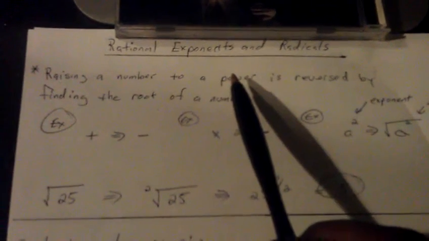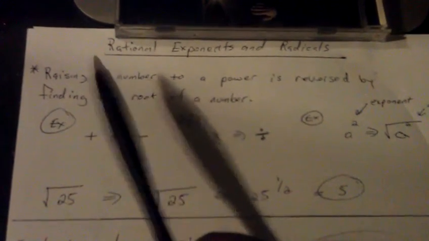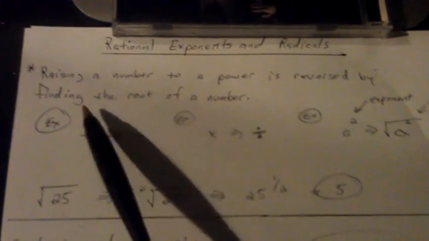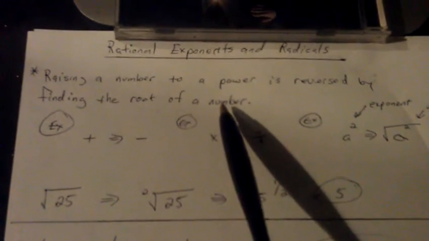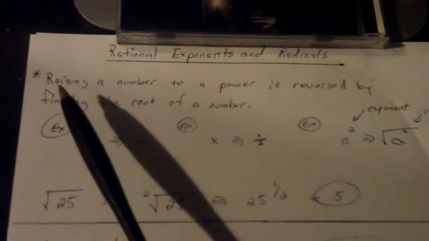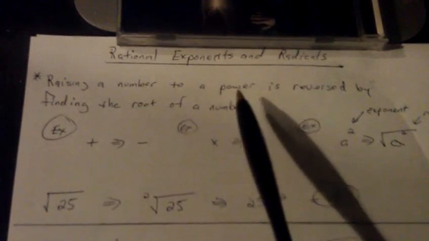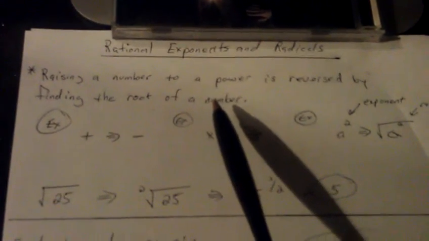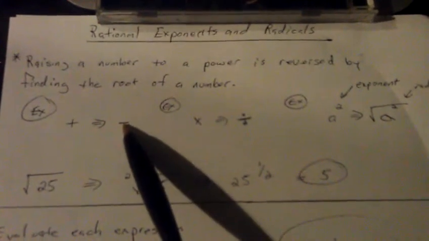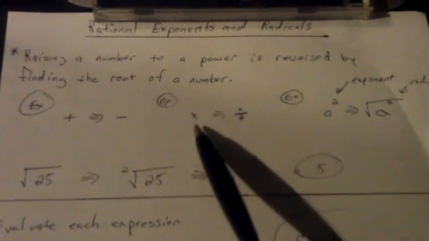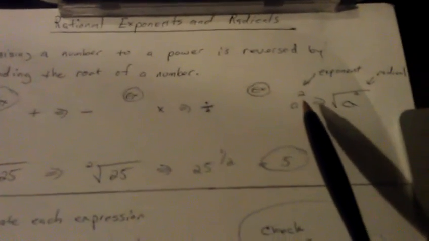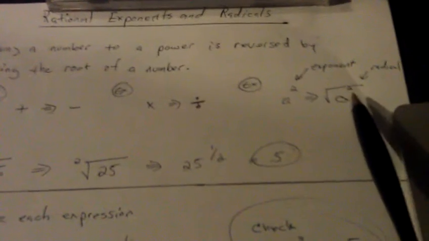But in order to not get so confused, let's first remember one important statement. Right here it says, raising a number to a power is reversed by finding the root of a number. So right here we have an opposite. We have a number raised to a power, and we have the root of a number. So these are two opposites. For instance, the opposite of addition is subtraction. The opposite of multiplication is division. But now let's look at this. The opposite of squaring a number is finding the square root.